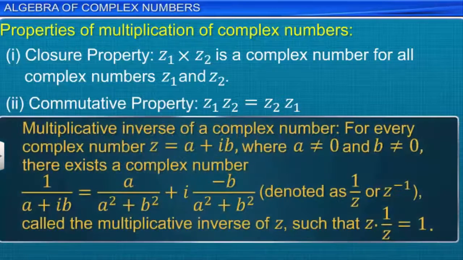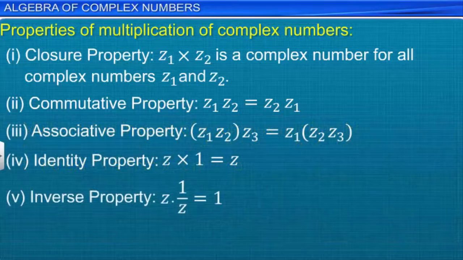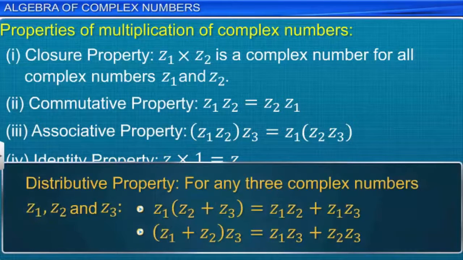For every complex number z, there exists a complex number 1 divided by z, called the multiplicative inverse of z, such that their product is 1. For any three complex numbers, multiplication is distributive over addition.